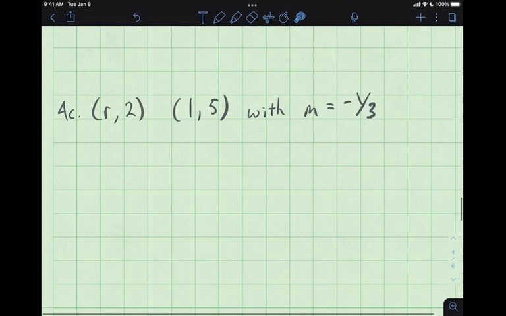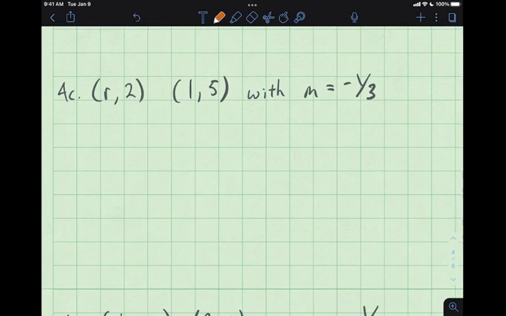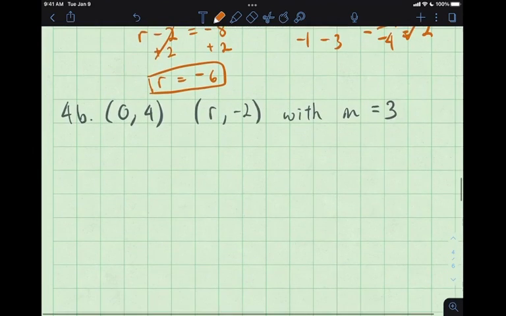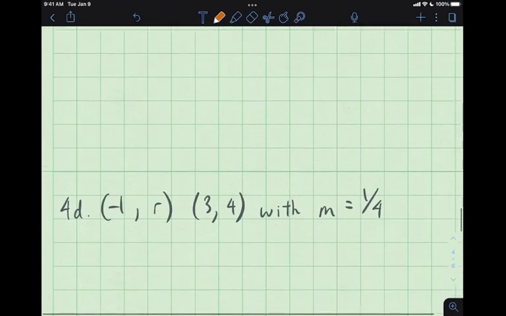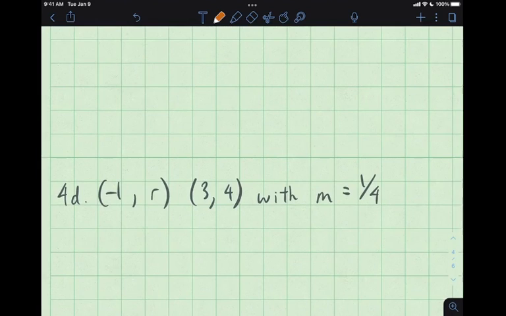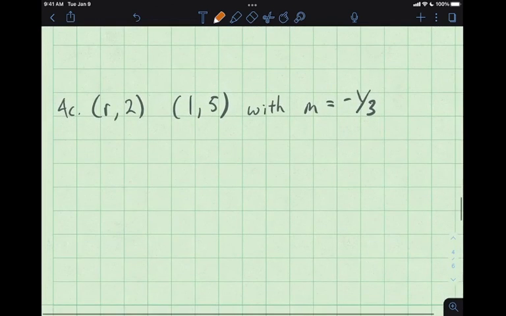Let's see, let's do this one, and then we'll call it here. If you want to check over your work, let's figure out what the answer is here. 3b, your r value is negative 2. If you want more practice, do 3b. I'm going to skip over 4d. R here should be negative 5. And as the last example, I'll do 4c.